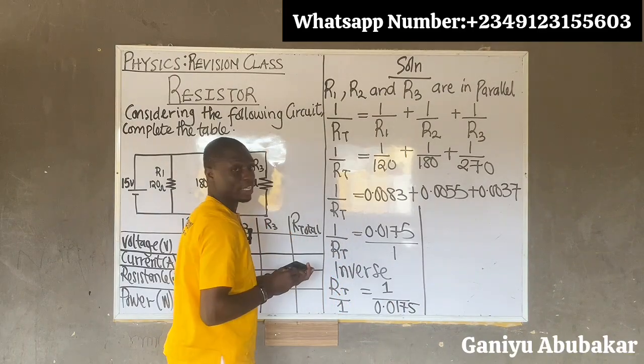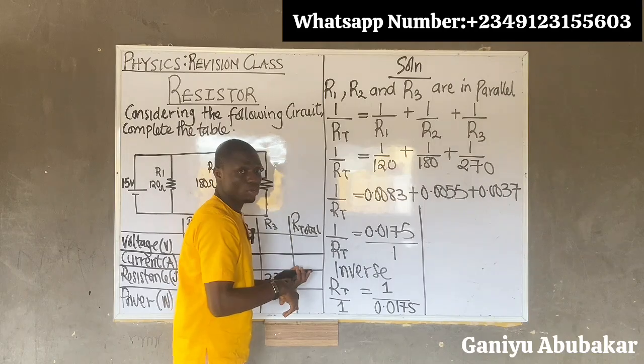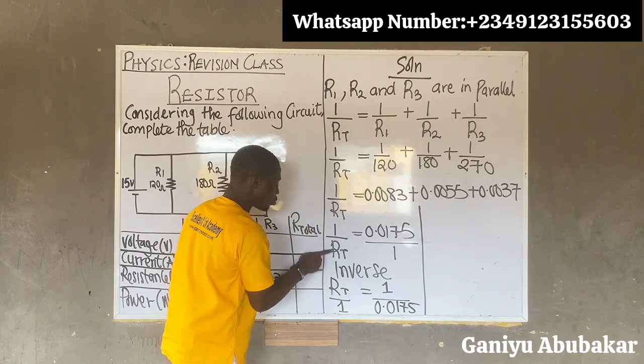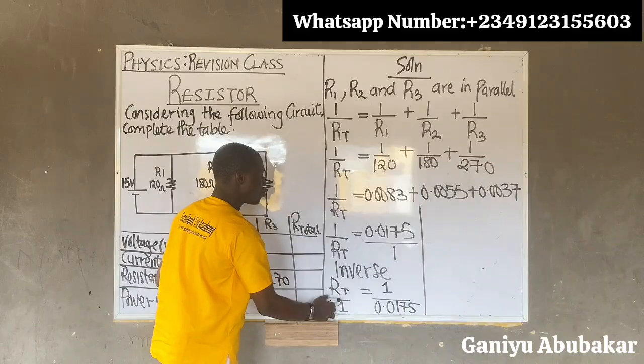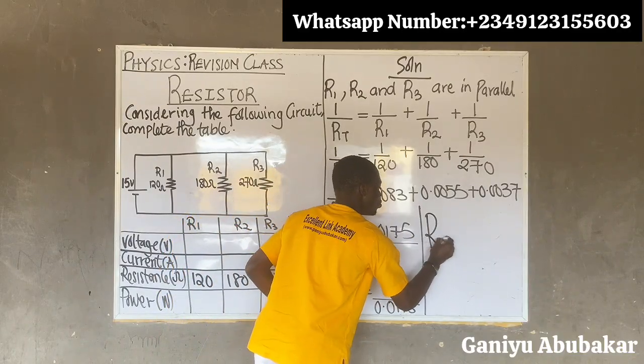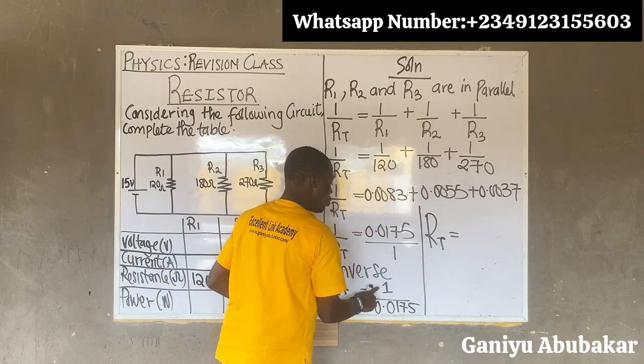0.0175. I have to invert them. So take it, switch it up. This one comes down, R total here comes up. I invert each of them. From here, 1 over R total gives you R total is equal to 1 divided by this value.